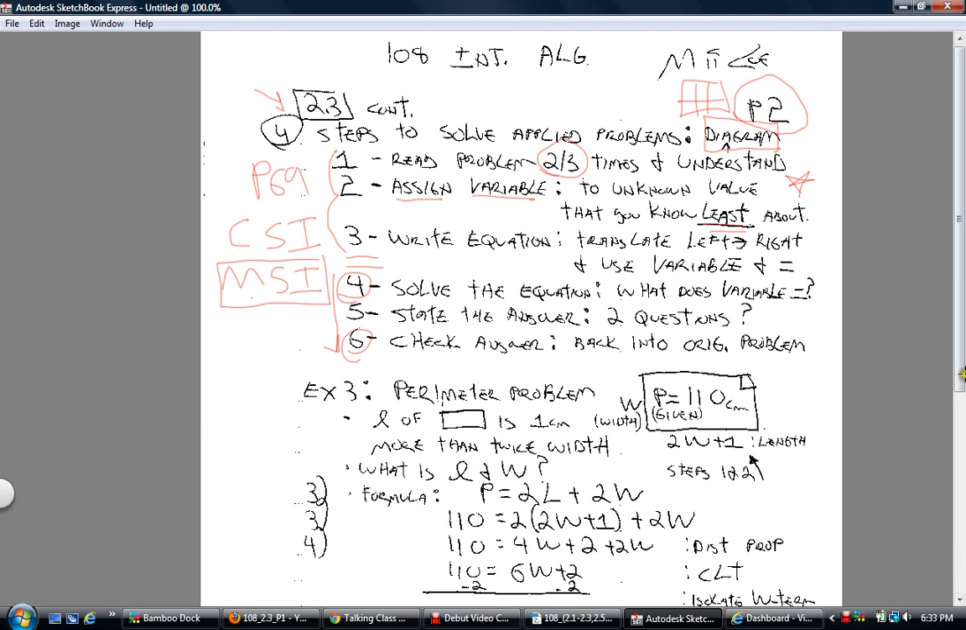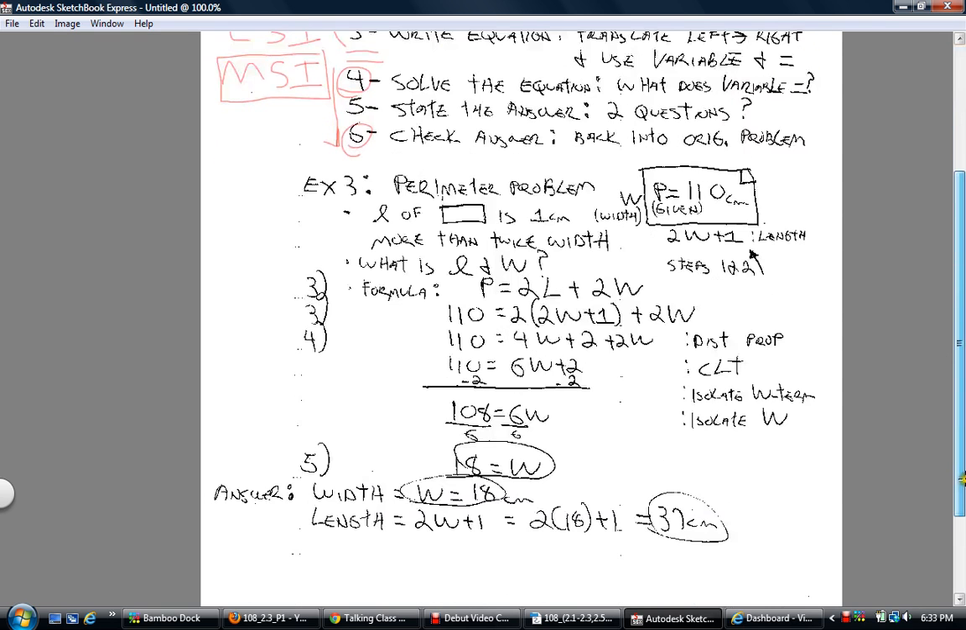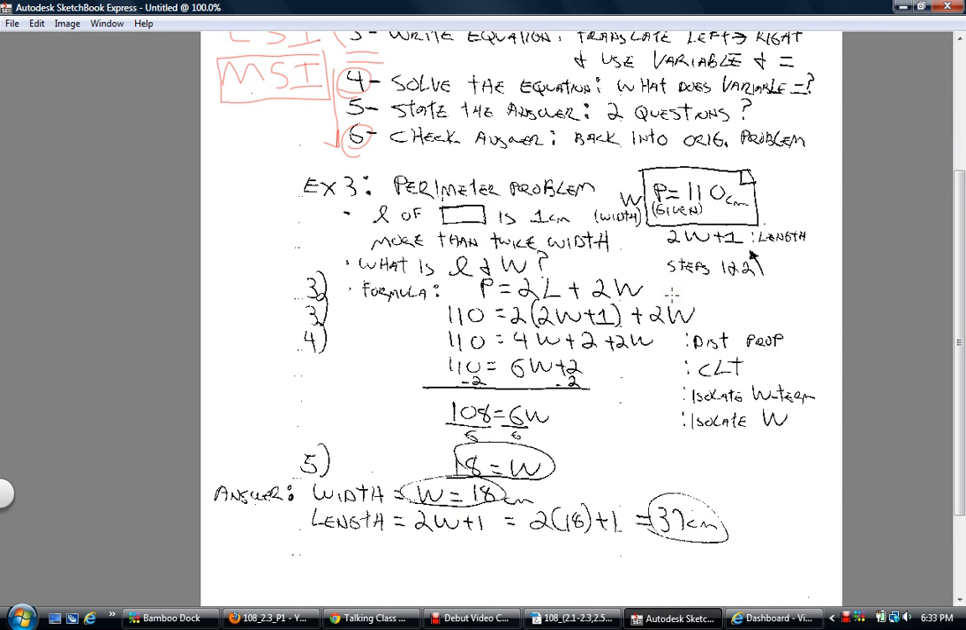Okay, so let's try an example here. We've got example 3 on our class notes here. We are given a perimeter problem. So I've got a rectangle going around, and the perimeter of this rectangle is 110 centimeters. Okay, you read the problem. It says L stands for the length of a rectangle is 1 centimeter more than twice the width.